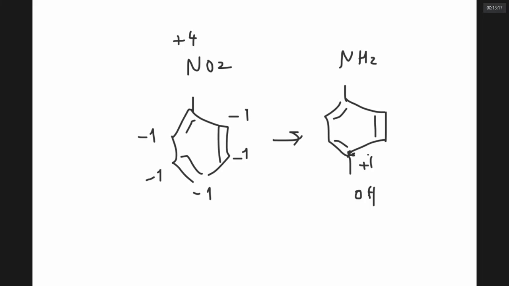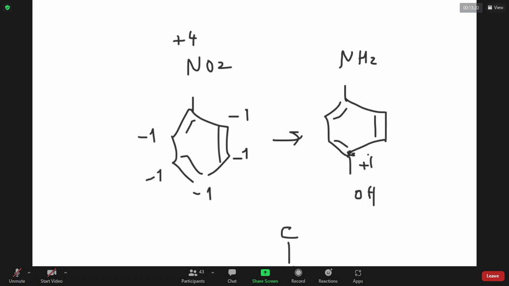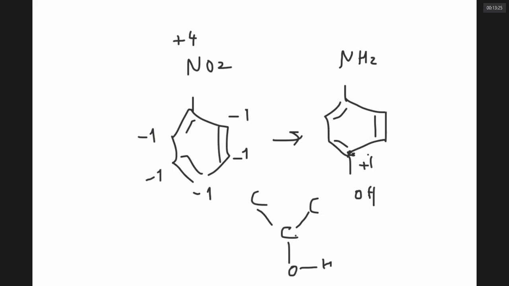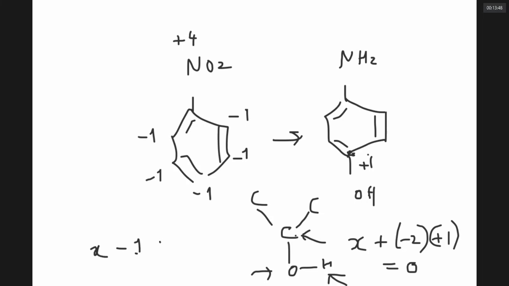If you take this part, this carbon is locked to OH. It is locked to carbon. Now let us say the charge of this carbon, you don't know, say X plus. This oxygen is always -2. This hydrogen is always +1. Sum of all the oxidation numbers in a neutral molecule is 0. X - 1 is equal to 0. X is equal to +1. So this carbon became +1. Any problem, sir?